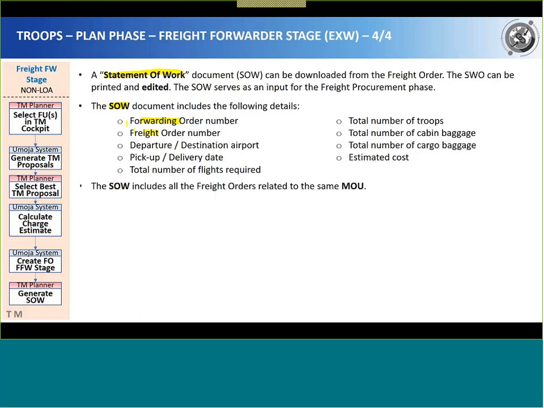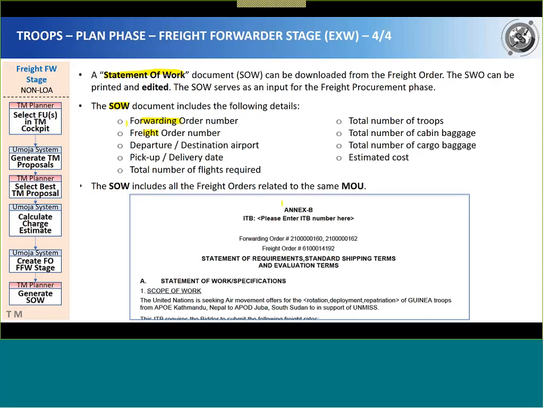Okay. So here you have a screenshot of the statement of work. Okay. And all the different rates that are related to the same MOU, but not MOU, the naming convention that we said before. So all the freight orders related to the same kind of agreement, okay, that is defined by the naming convention, by the naming code that we indicated when we did the upload, will be included in the statement of work document. All right.